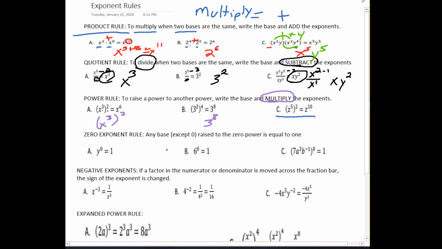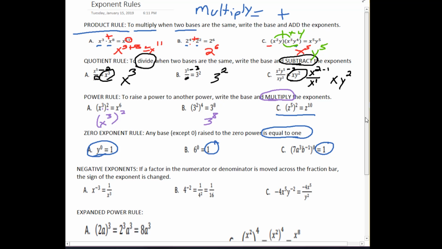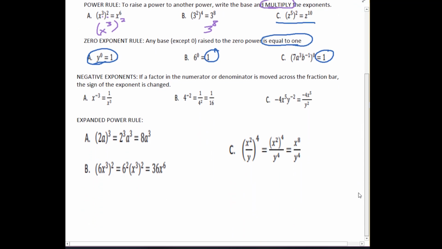The zero exponent rule, the easiest one ever. Whenever you see a 0 as the exponent, the answer is 1. It is equal to 1. It doesn't matter how big and scary it is. If the whole thing is raised to the power of 0, it is 1. That's easy enough, right? And again, do not get it confused. It's not 0, it's 1.